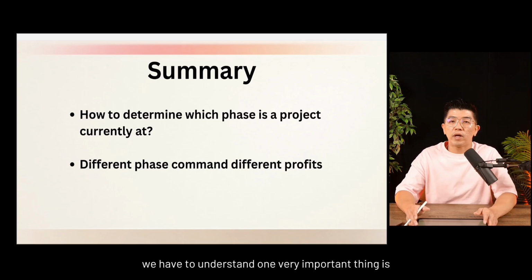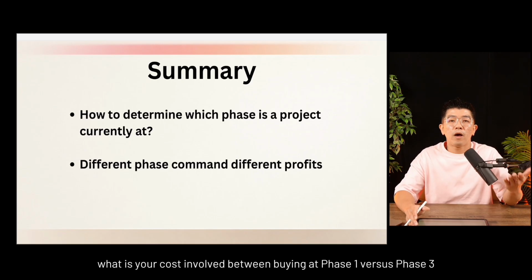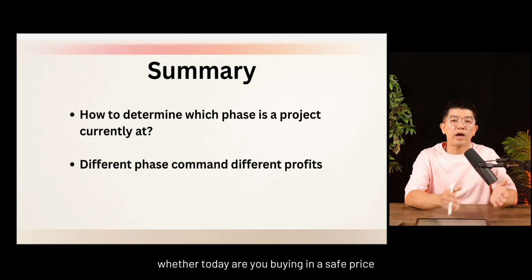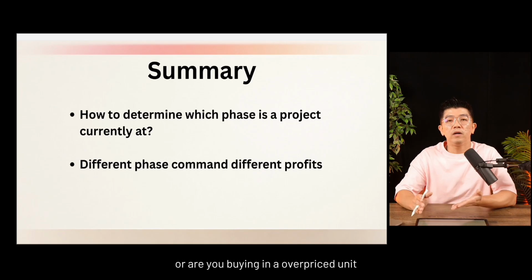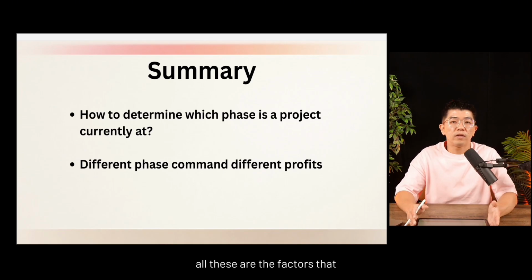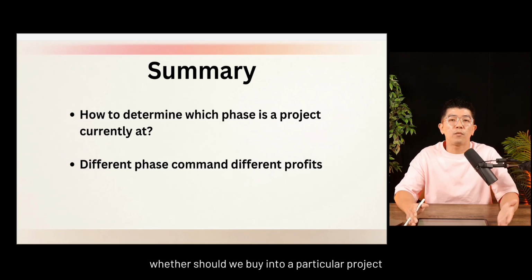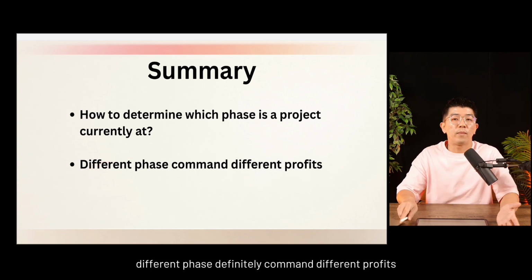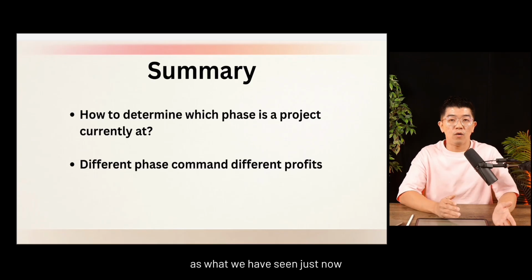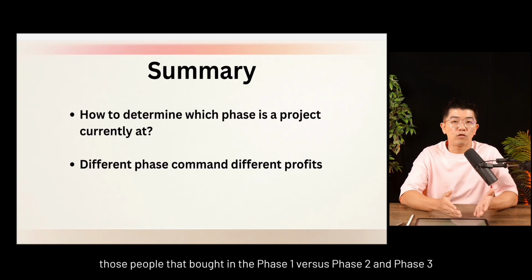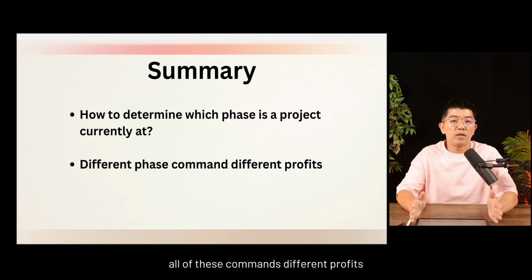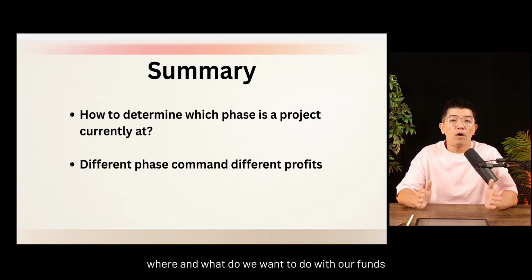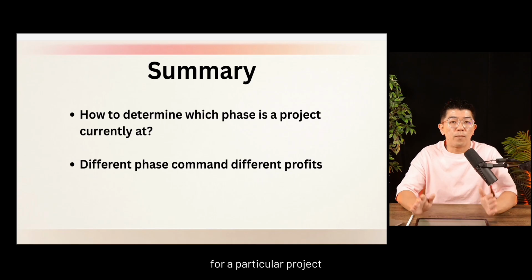So end of the day, we have to understand one very important thing is, what is your cost involved between buying at phase 1 versus phase 3? Whether today are you buying in a safe price or are you buying in a overpriced unit? All these are the factors that we have to analyze clearly before we decide whether should we buy into a particular project. And of course, different phase definitely command different profits as what we have seen just now. Those people that bought in the phase 1 versus phase 2 and phase 3, all of this commands different profits. That is why it's so important for us to really understand where and what do we want to do with our funds for a particular project.